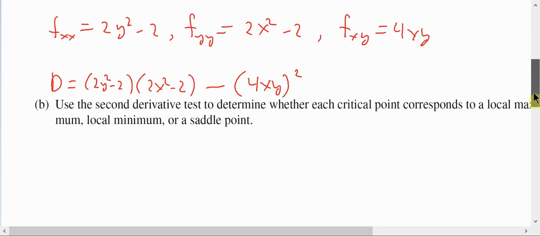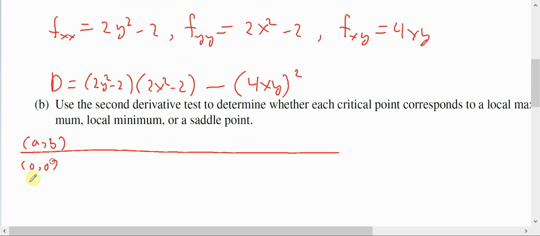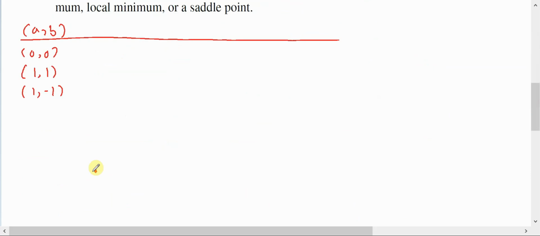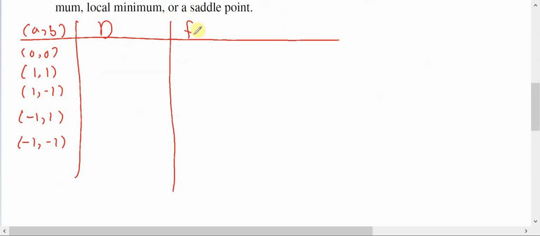Now I'll set up my little table and list my critical points here. They were 0, 0; 1, 1; 1, minus 1; minus 1, 1; and minus 1, minus 1. We had 5 of them. For each of these, I need to determine whether the discriminant is positive or negative. Anytime the discriminant is positive, I'll need to check my second partial with respect to x, because that will help me distinguish what kind of extrema I have, a local extrema or a saddle point.